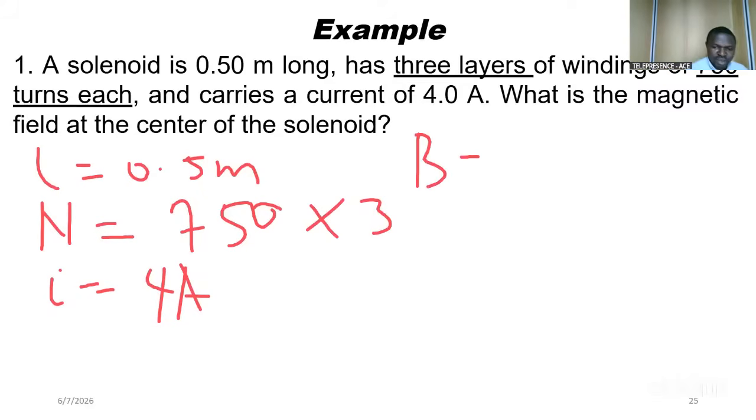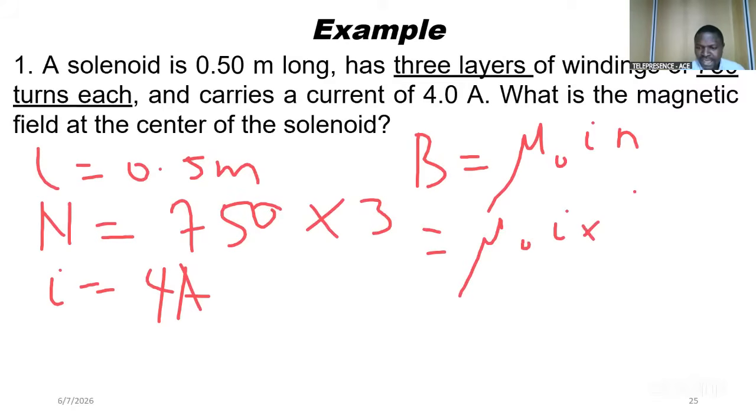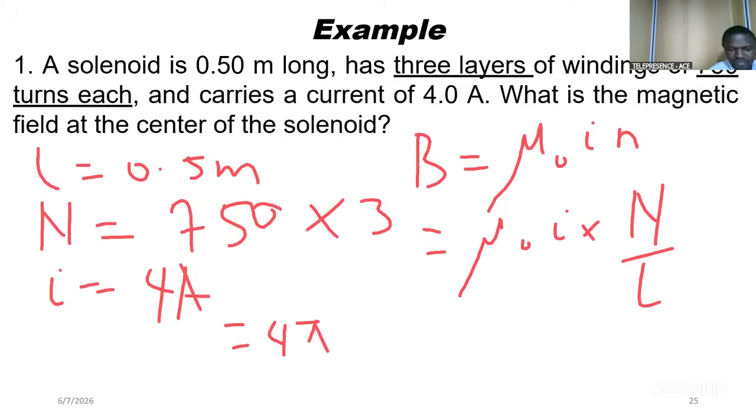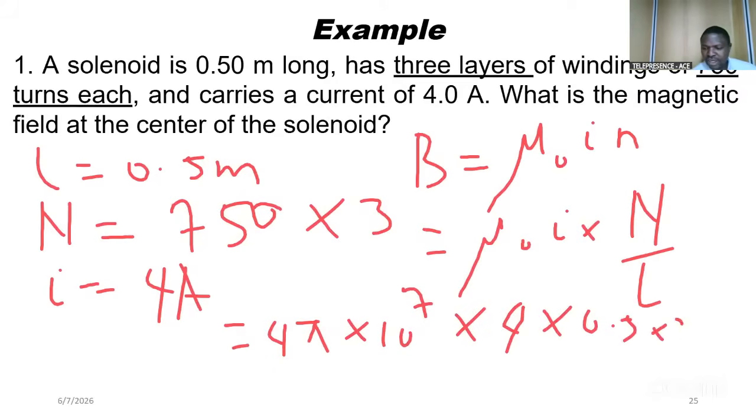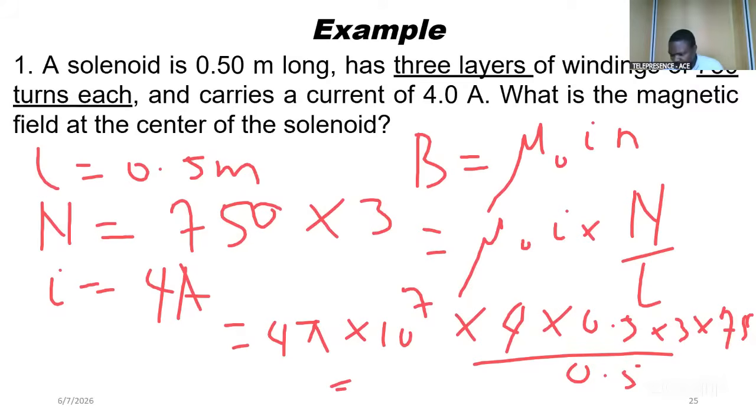You are to determine the magnetic field at the center of the solenoid. Remember the formula, equal to mu naught I n. And since n is the number of turns per unit length, it's going to give us mu naught I multiplied by N all over L. That is, you can now say 4 pi times 10 to the power minus 7 times 4 times 3 times 750 all over the length, which is 0.5.